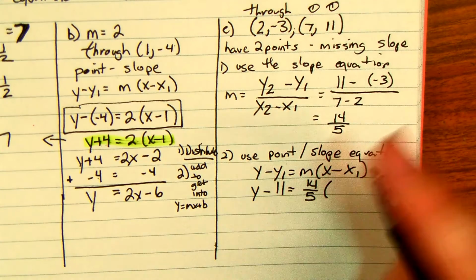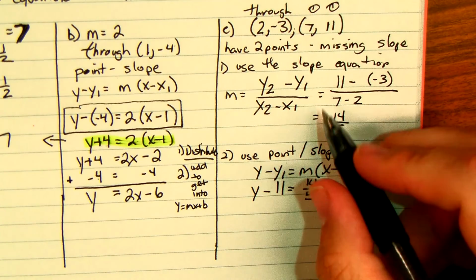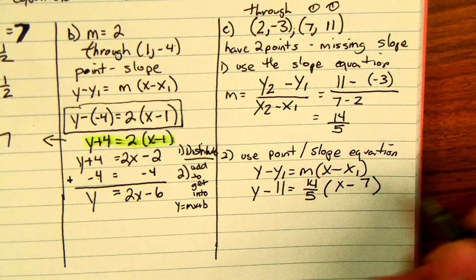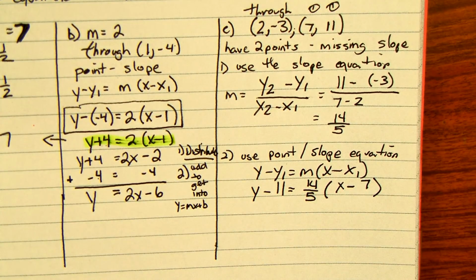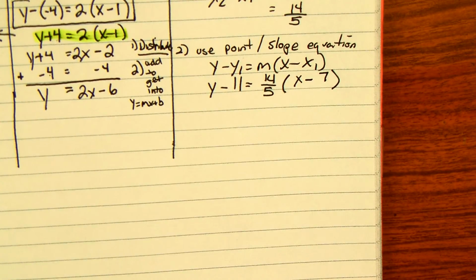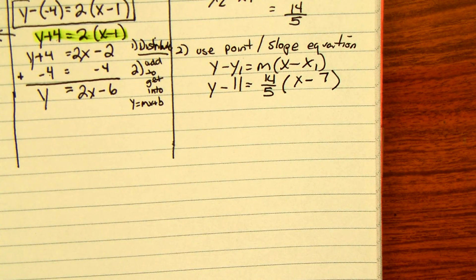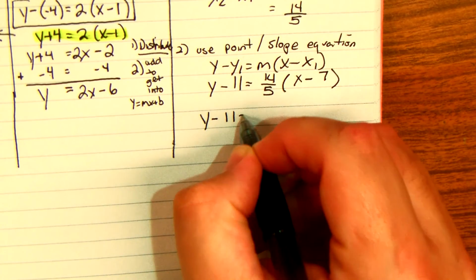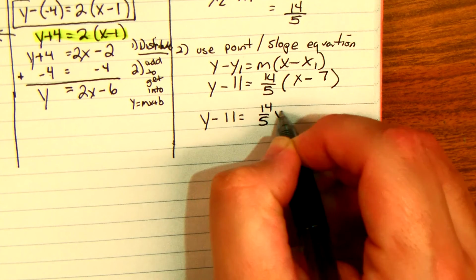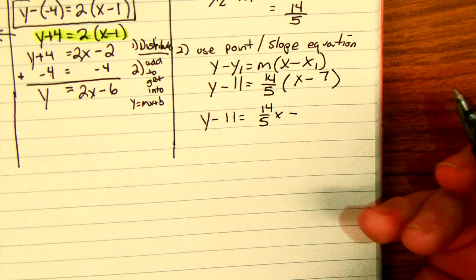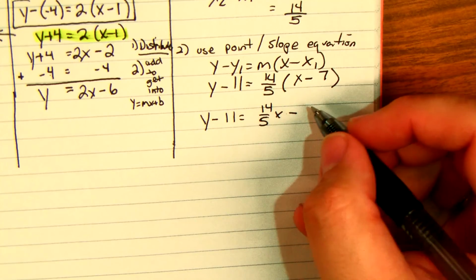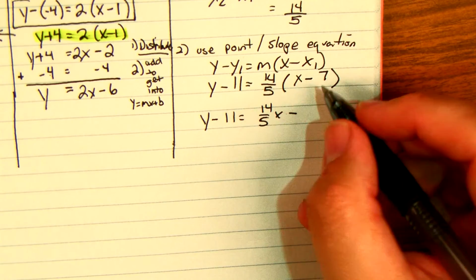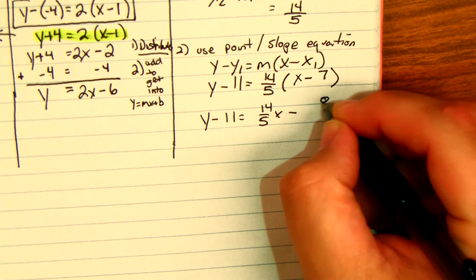All right, so now I have x minus 7. All right, so we have x minus 7. What's the next step? Distribute. Y minus 11 is equal to 14 fifths x minus, what's 7 times 14? What's 7 times 4? 28, carry the 2, so that's 98 over 5.